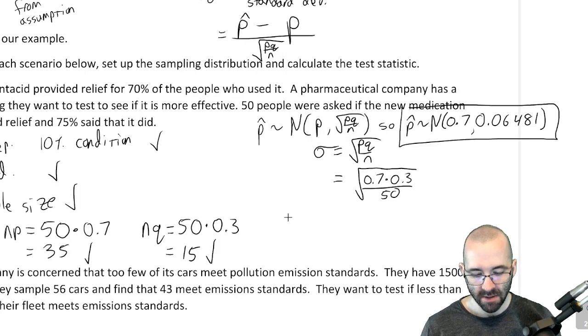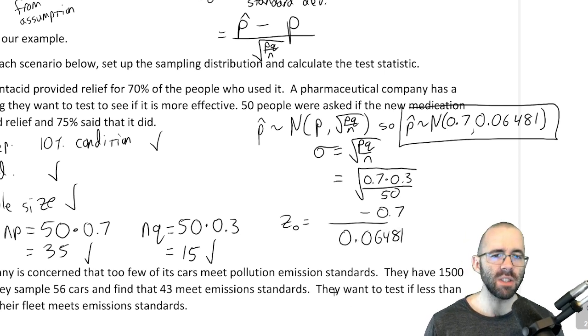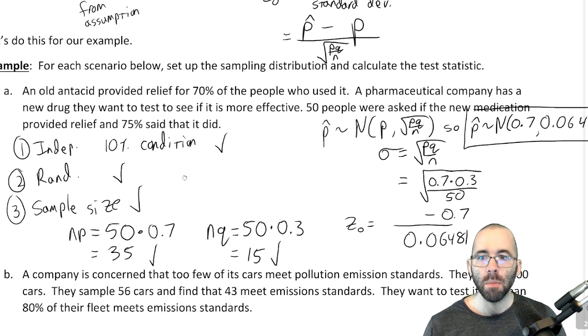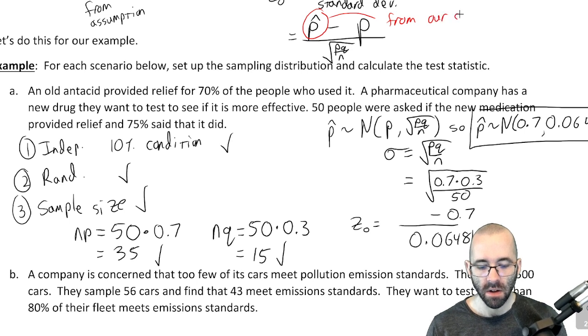What's our test statistic? The test statistic is p hat minus p. Well, I know what p is, 0.7, divided by that standard deviation, which we said was 0.06481. We just need to find what p hat is. p hat is our evidence. Maybe I should have made a note about that, right? It's from our sample. It's our evidence from our test.